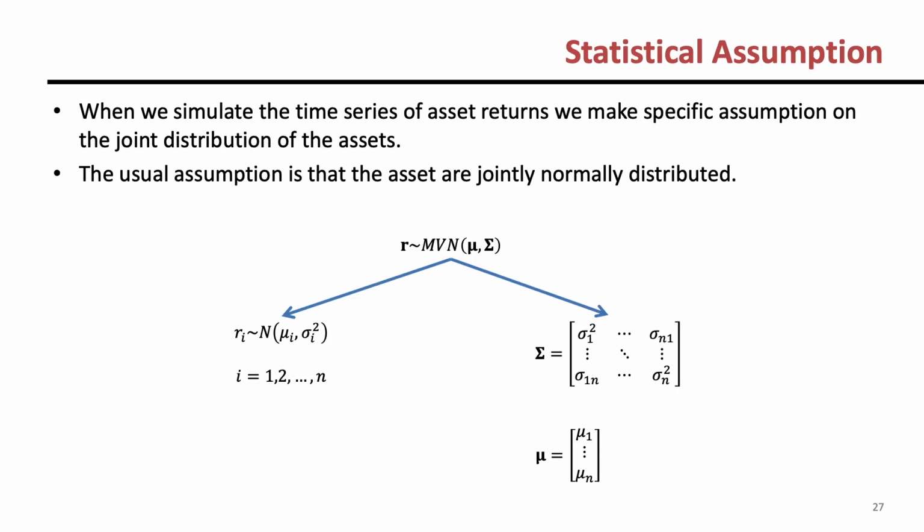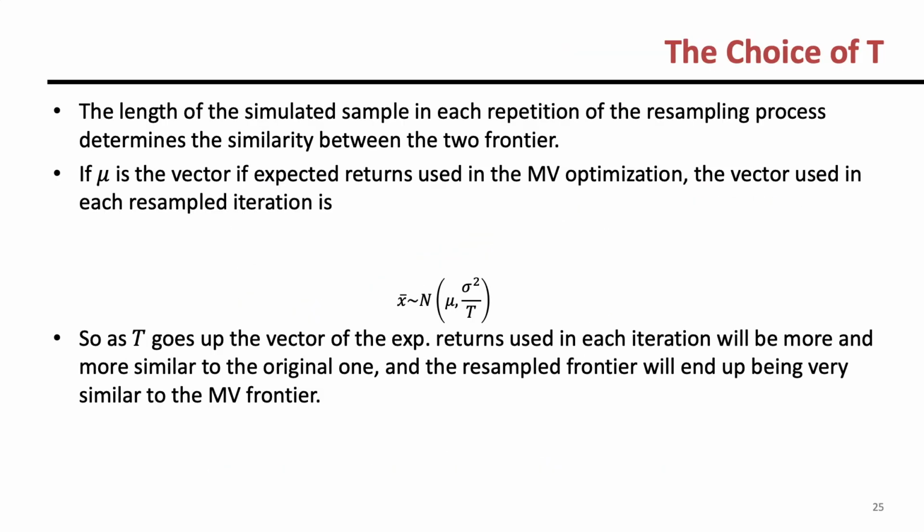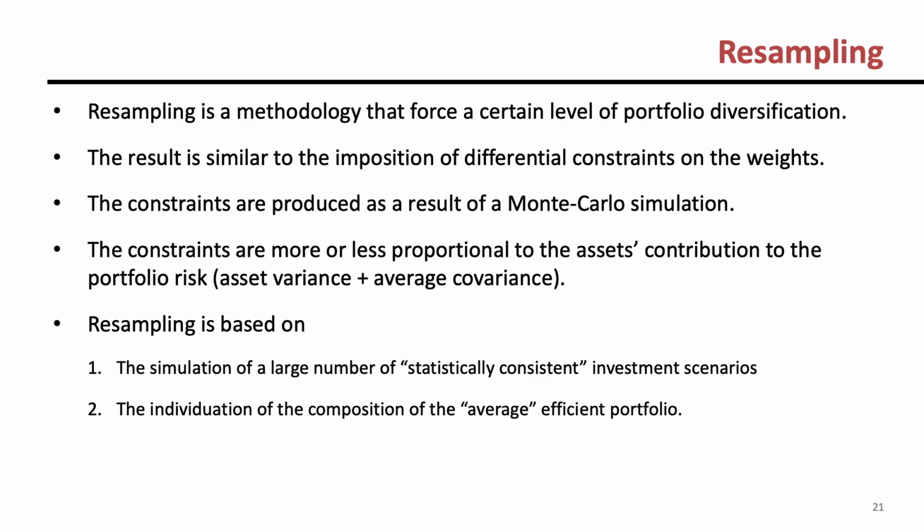Finally, I just need to do a tiny little bit of statistics to show you one thing that has no bearing on running the code, but is good to remember, because it shows you that resampling is much smarter than what you think. If you remember, we said resampling is based on the simulation of a large number of statistically consistent investment scenarios. Now, what does statistically consistent mean? We need to understand that.